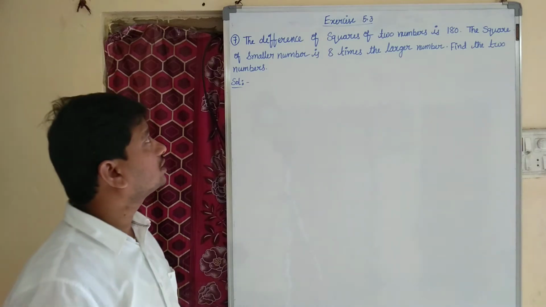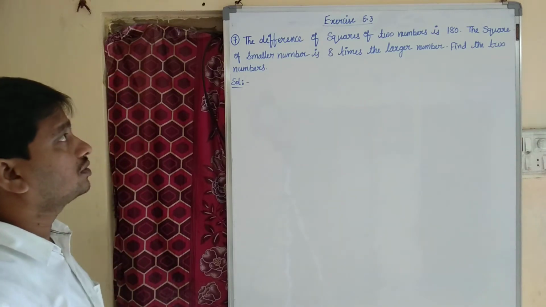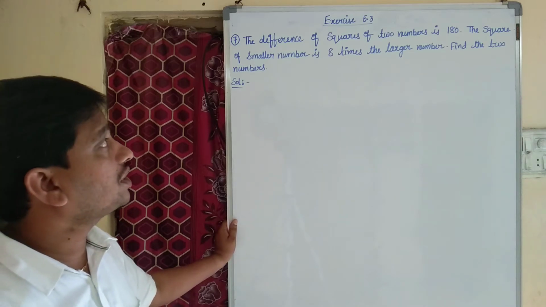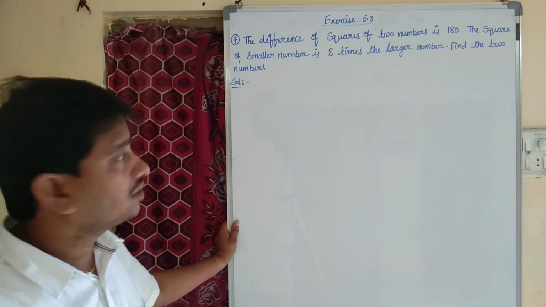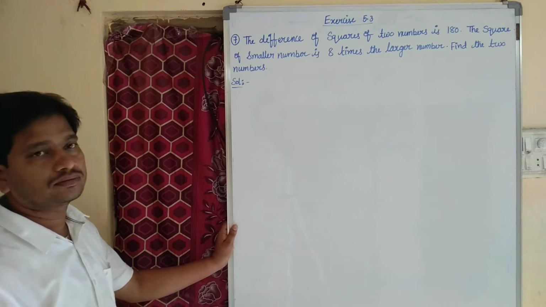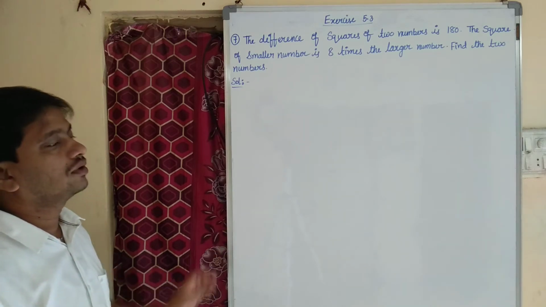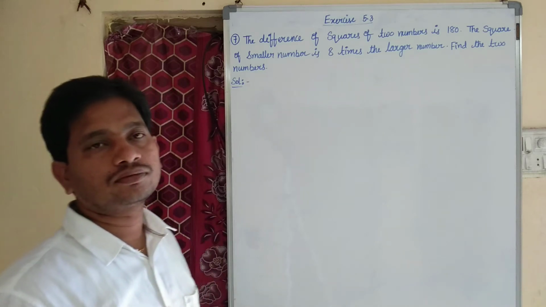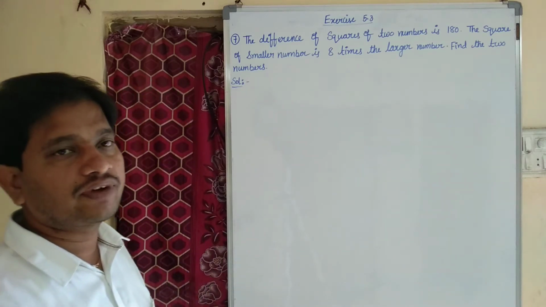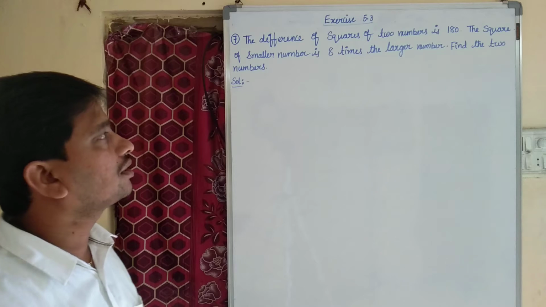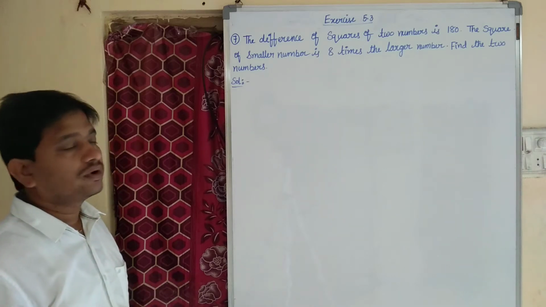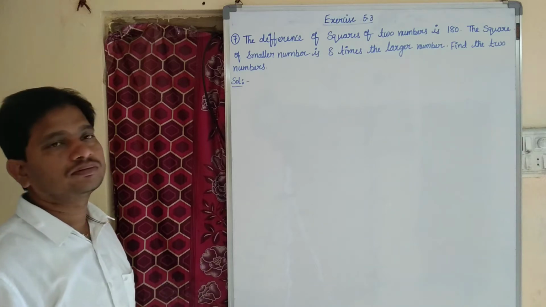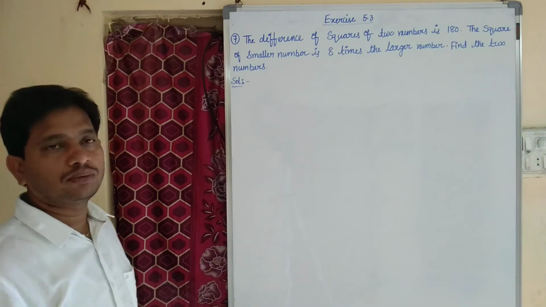Today's session, let us discuss chapter number 5, exercise 5.3, that is quadratic equations, question number 7. The difference of squares of two numbers is 118. The square of the smaller number is 8 times the larger number. Find the two numbers.